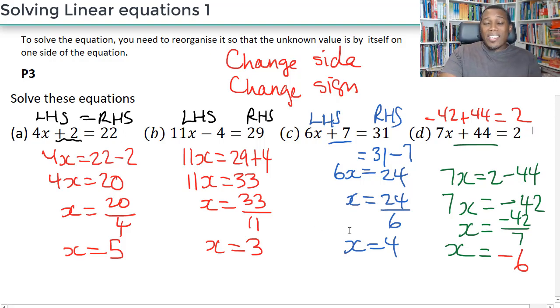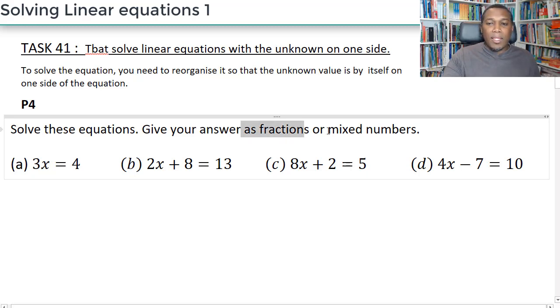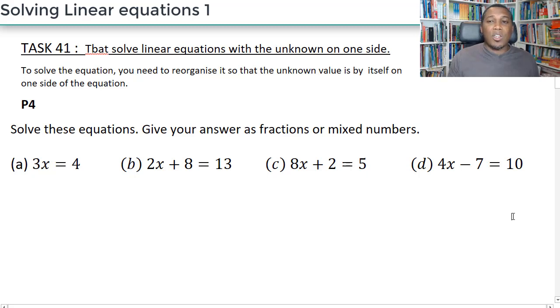Let's finish off task 41. Something slightly different. Do these 4. I want you to use balancing or change side, change sign. If you want to stick with your function machine, stick with it. Note carefully what it said: give your answer as a fraction or mixed number. I thought it was important to just touch on this idea. Your answer is not always going to be a whole number.